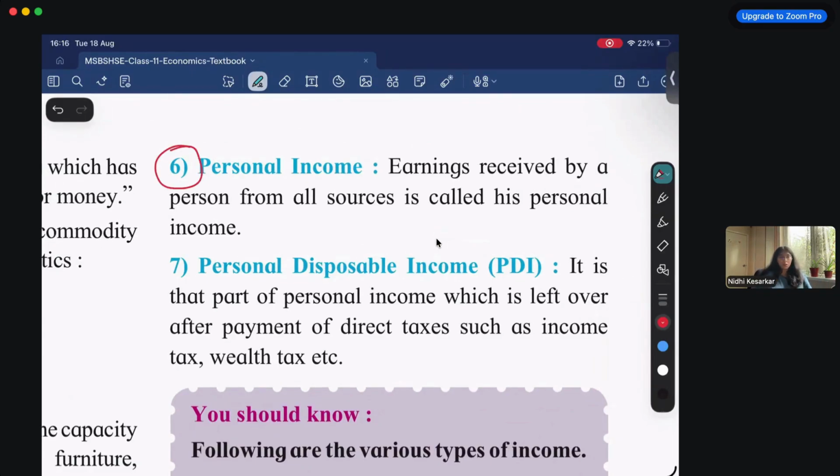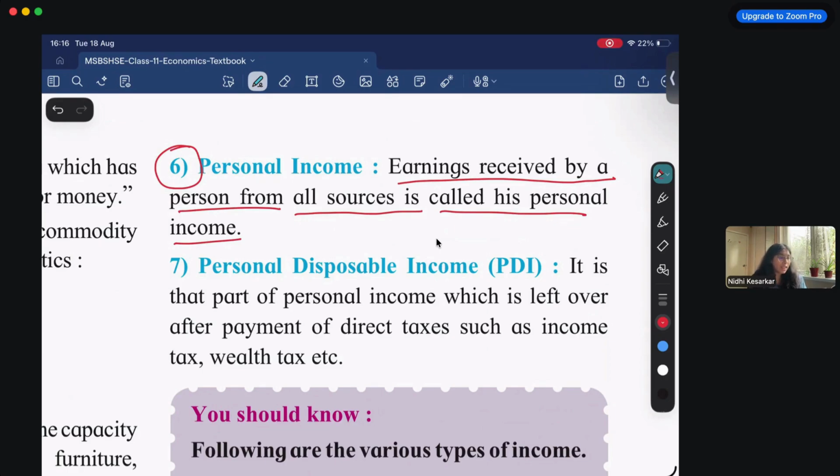Now, what is personal income? Let's read the definition first. Earnings received by a person from all sources is called his personal income. Let us assume that a person gets paid rent, he gets paid his salary, and he also makes some profit. Now he's earning from three sources. So when you add these three sources together, that is that person's personal income.